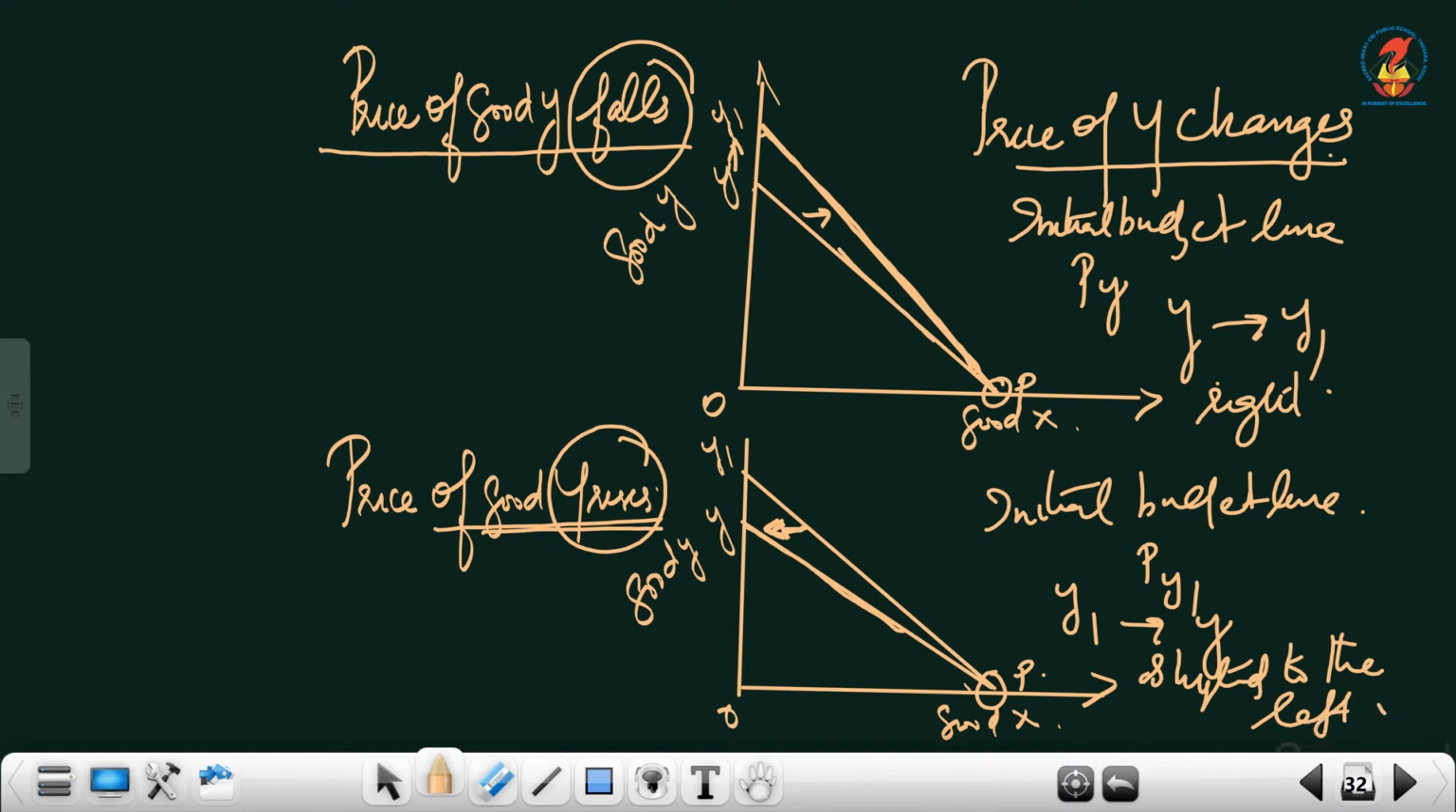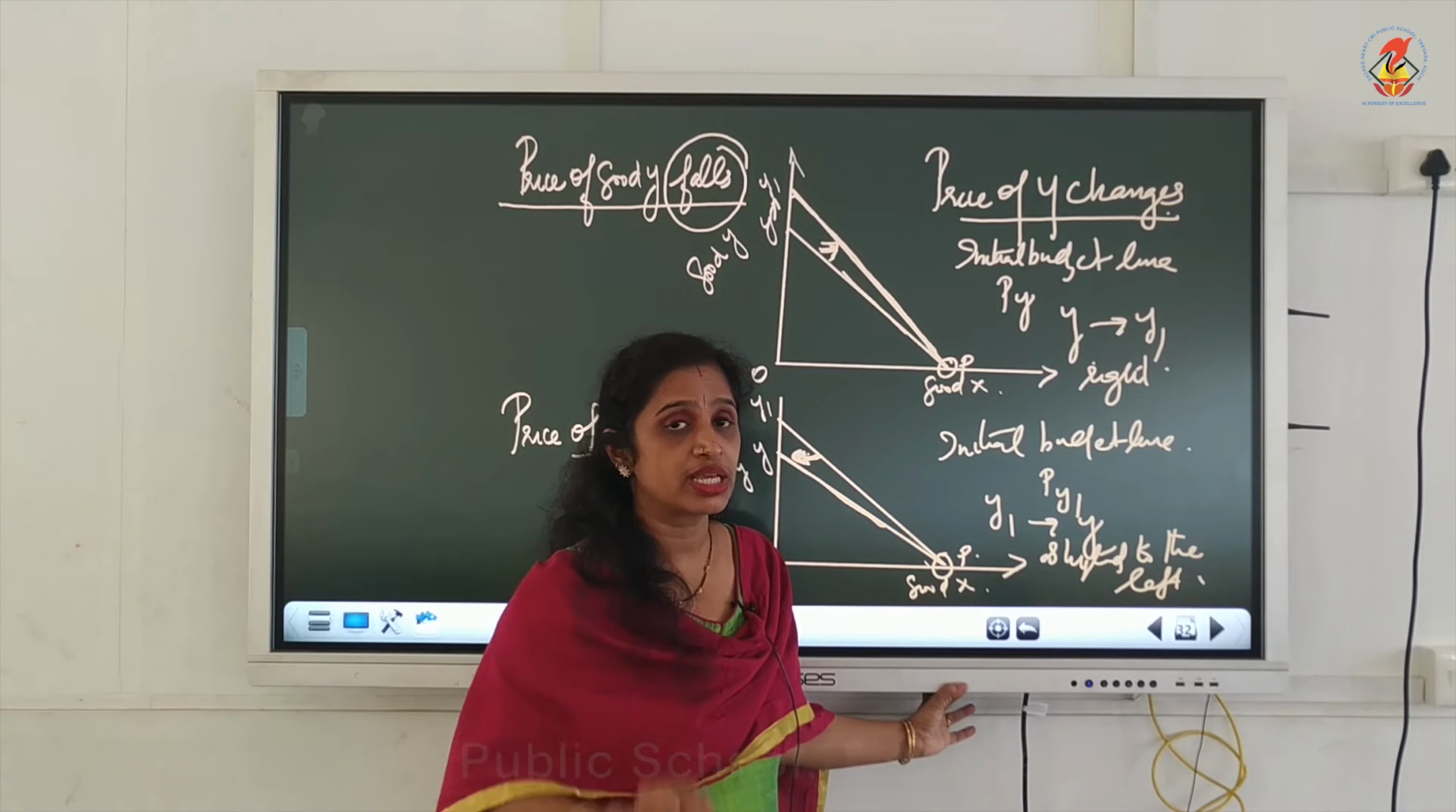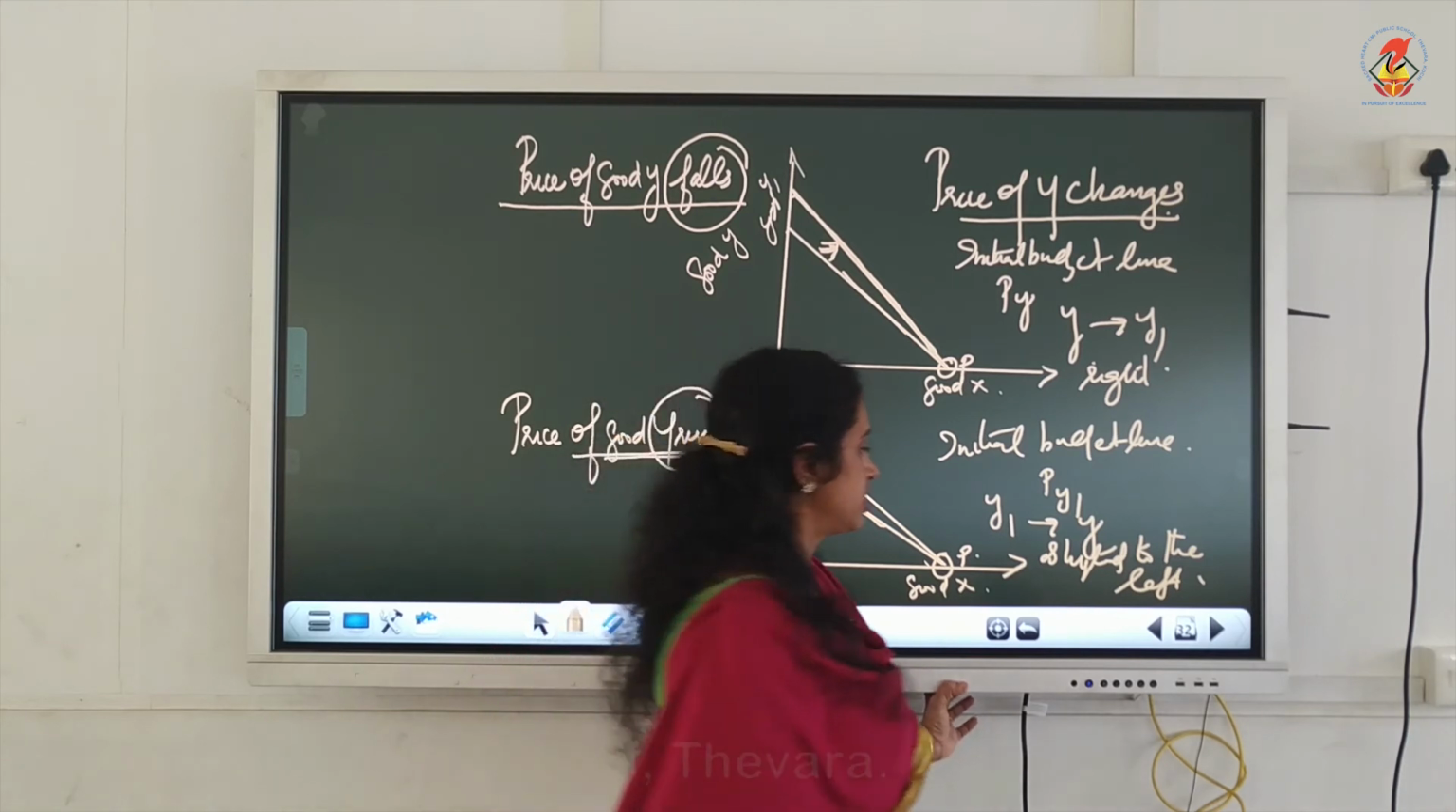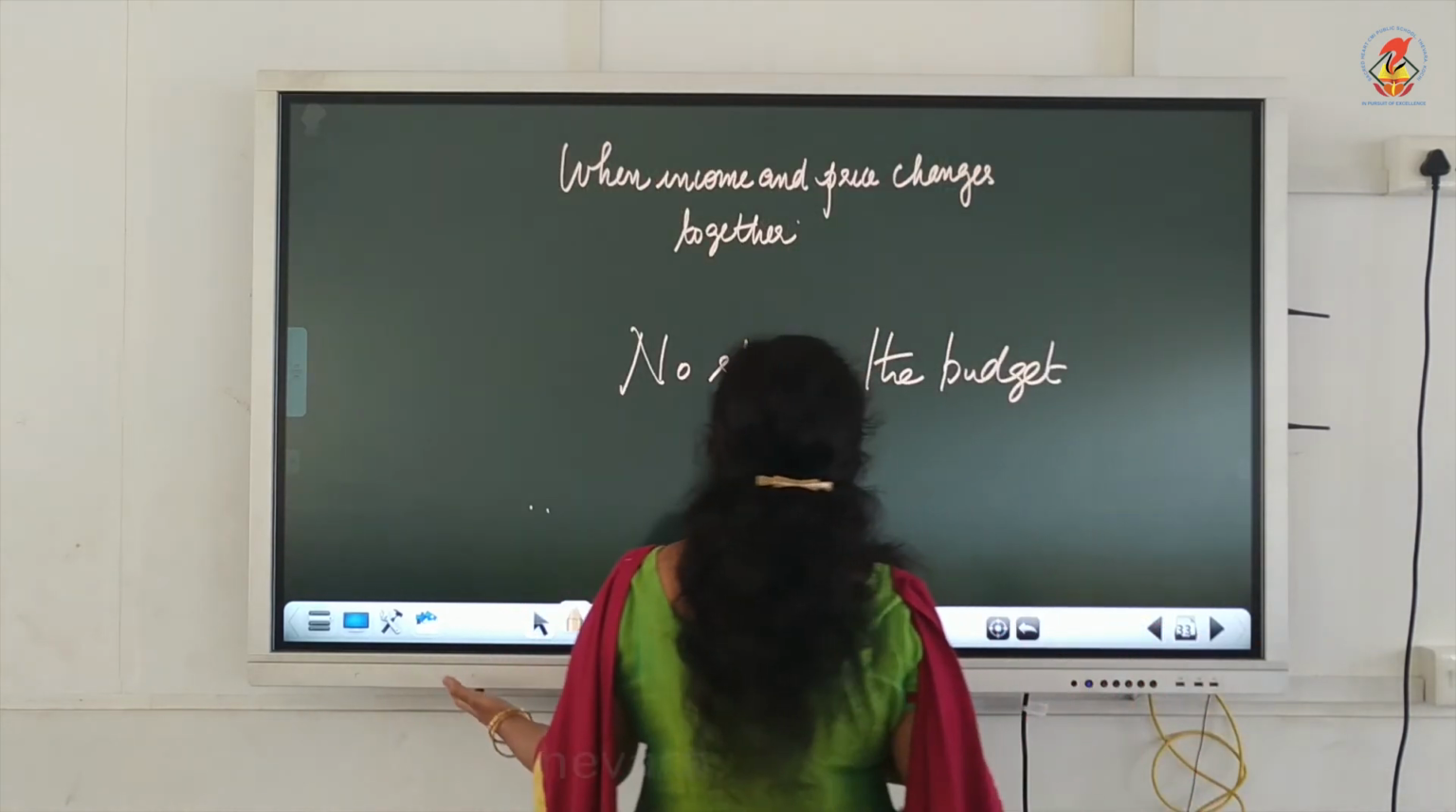So, in the first case, when the price of good y has come down, the budget line has shifted to the right because the consumer will buy more of y. When the price of y has increased, the budget line will shift to the left because the consumer will purchase less of y. But remember, x is remaining constant. Then comes the next one.